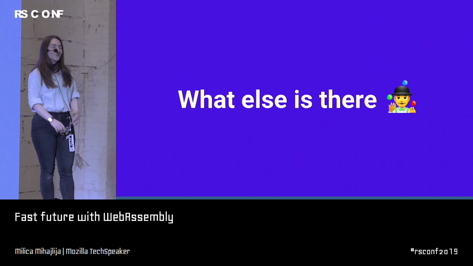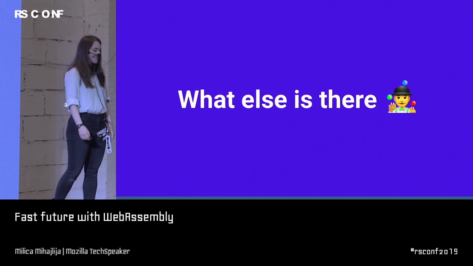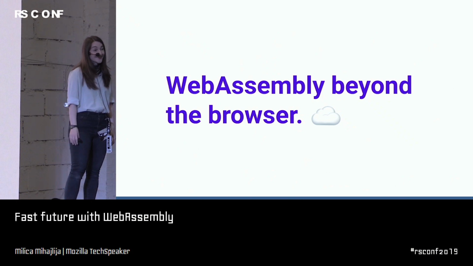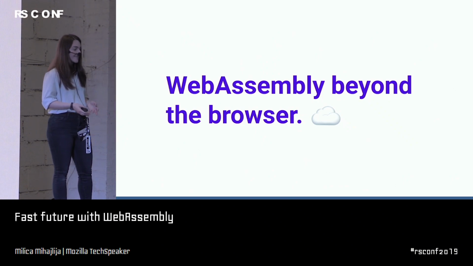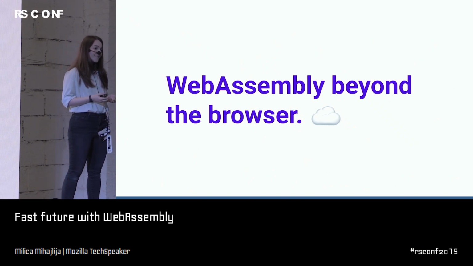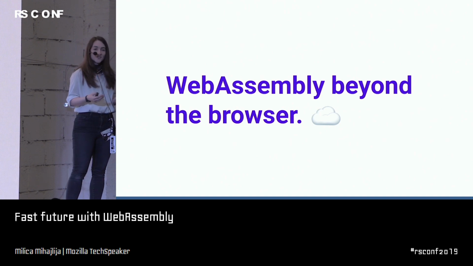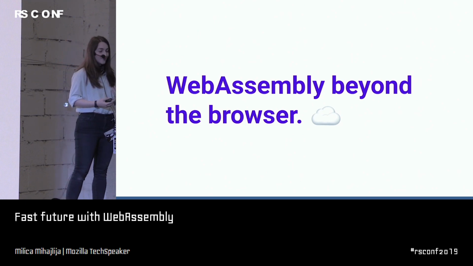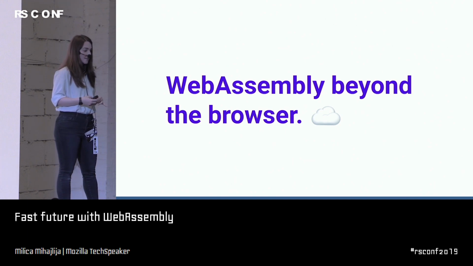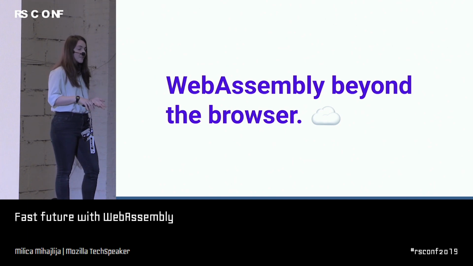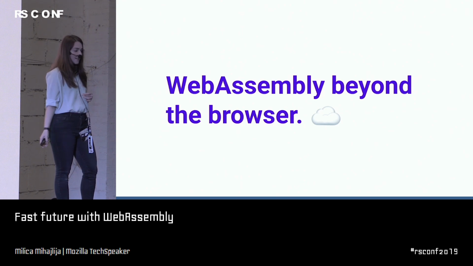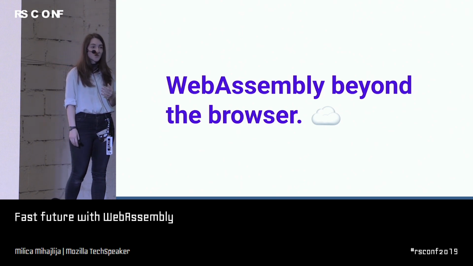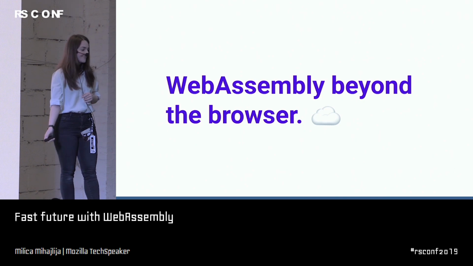And what else is there? What else can WebAssembly do? WebAssembly has started expanding beyond the browser. So WebAssembly right now runs inside of browser engines, but really it's an assembly language for a conceptual machine. So you can create other runtimes which can run WebAssembly on a different operating system. And that's exactly what's happening. Fastly and Cloudflare now run WebAssembly in the cloud, and then there's also Wasmer, which is a universal WebAssembly runtime.